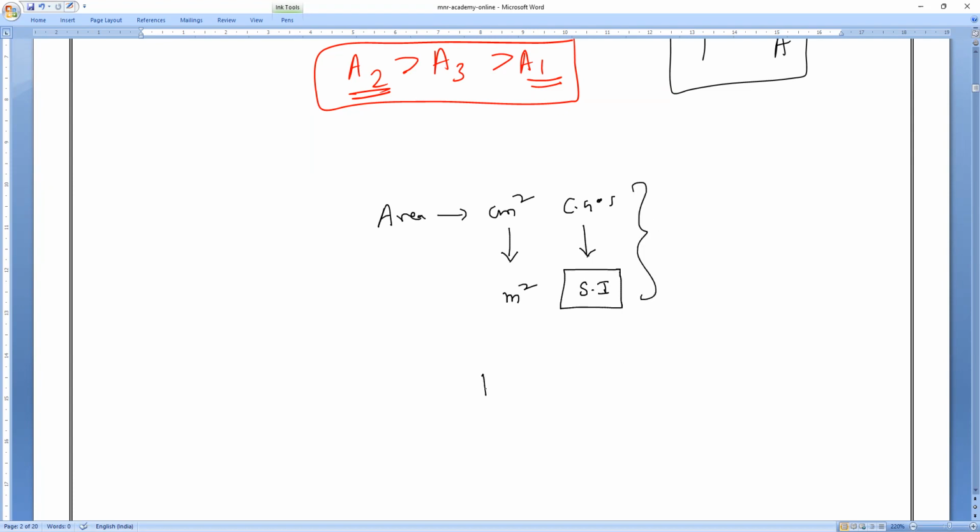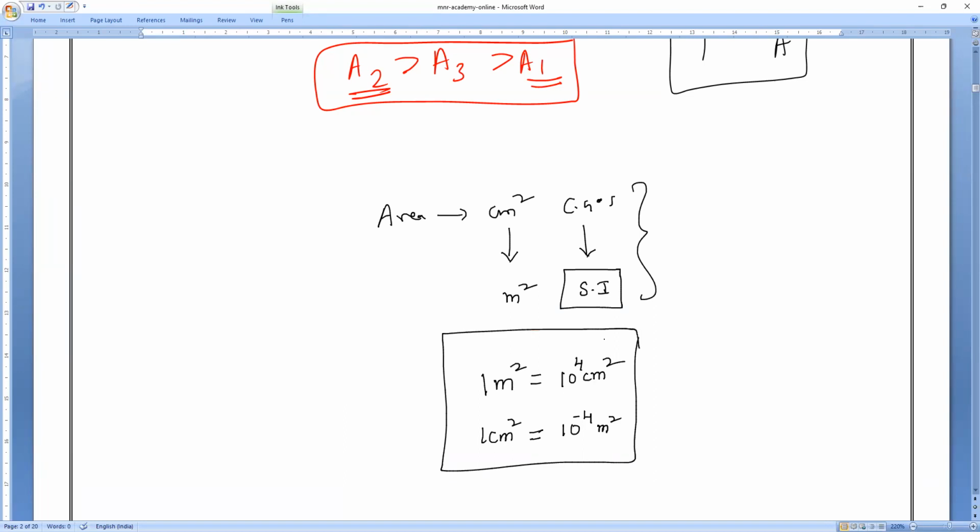So 1 square meter is equal to, please learn always, 10 power 4 square centimeter. Same way in reverse, 1 square centimeter is equal to 10 power minus 4 square meter. So whenever area comes in square centimeter, you must multiply with what? 10 power minus 4.